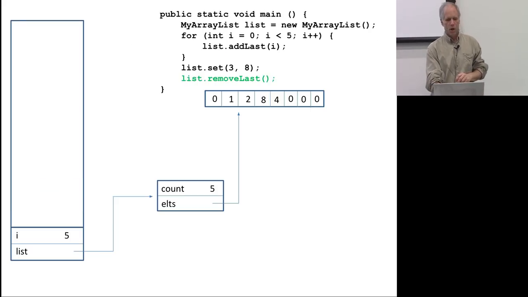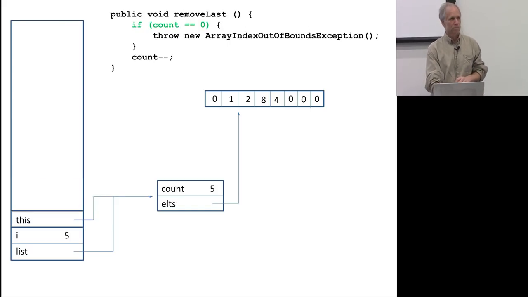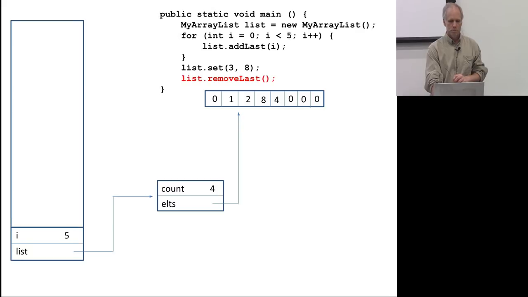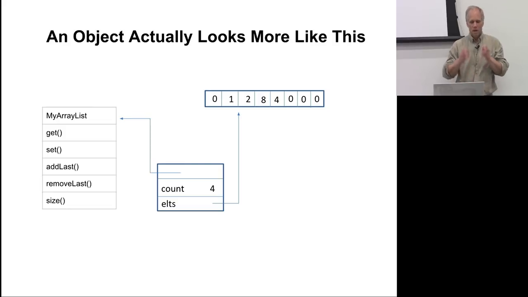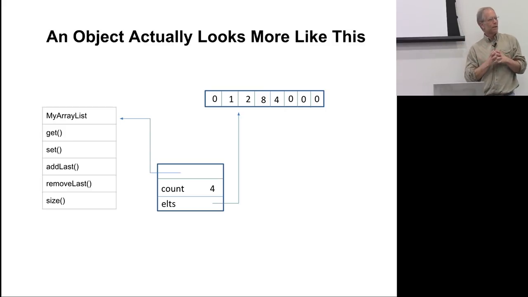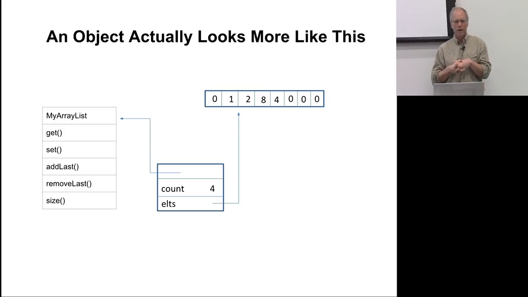And then the last thing is to call remove last. So we just pass this, the only parameter. And all we have to do is decrement count. So 5 goes to 4. We return. I'm done. Now, this is the final fault. I didn't tell you the full truth of what an object looks like, and I'm still not. An object actually looks more like this.